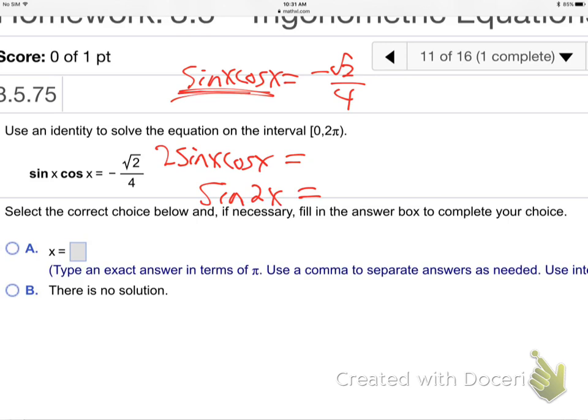So can I make that 2 sine cosine? Yeah, just multiply both sides by 2. So again, it's not the denominator. It's not 4, in other words. It's by 2, because that'll make 2 sine cosine. So what happens over here? This 2 over 1, 2 goes into 4 2 times, you get minus root 2 over 2.